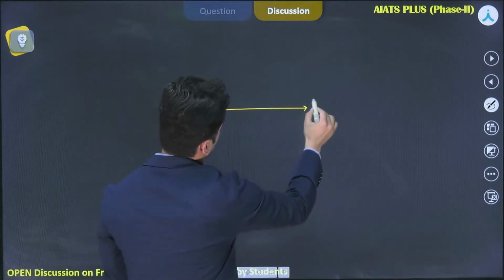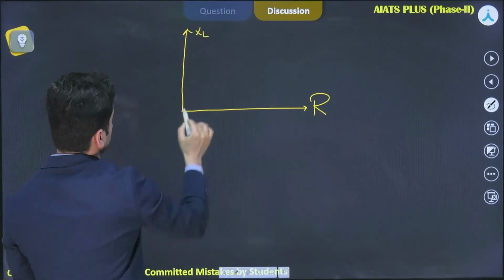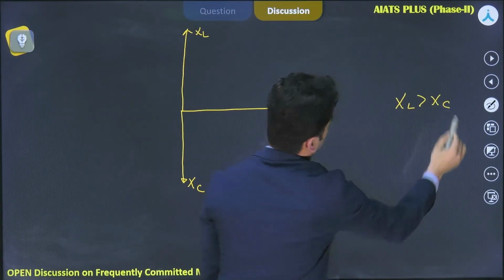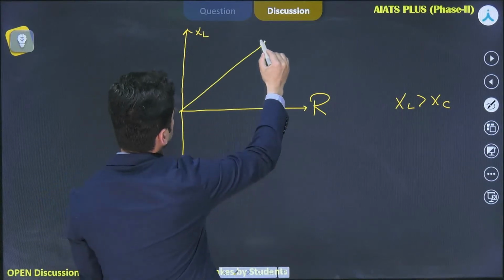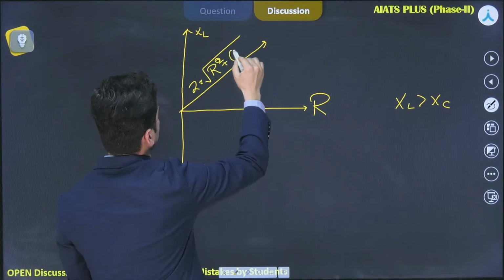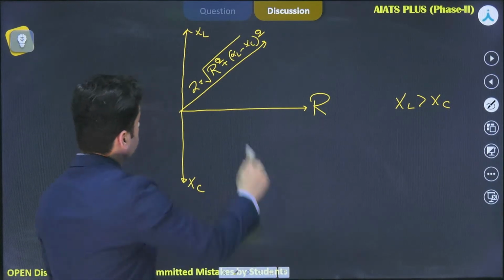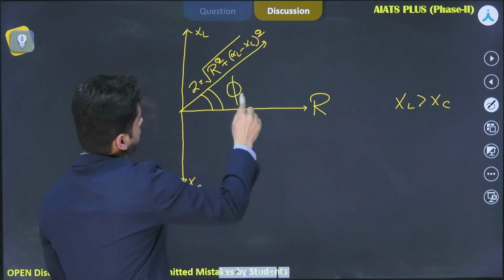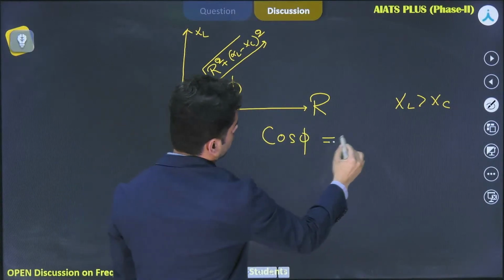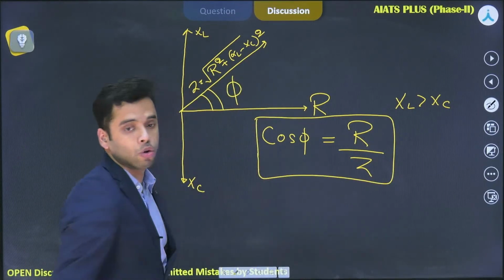See, if this is R, then this will be XL and this will be XC. I'm assuming that XL is greater than XC. So it means that the net impedance will be along this direction, Z, that will be equal to under the root of R square plus XL minus XC whole square, right? And this angle will be your phi. So this cos phi will give you the power factor, and cos phi from this impedance triangle will be equal to R by Z. Cos phi is coming out to be equal to R by Z.